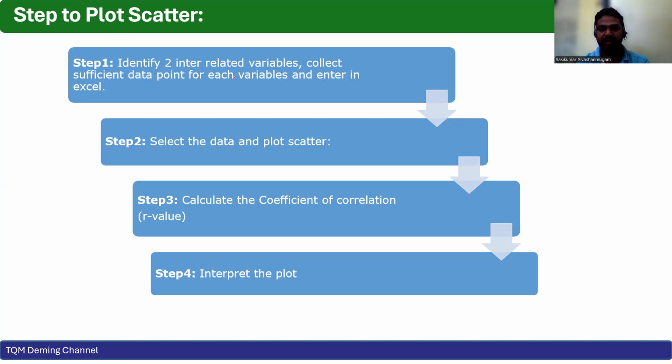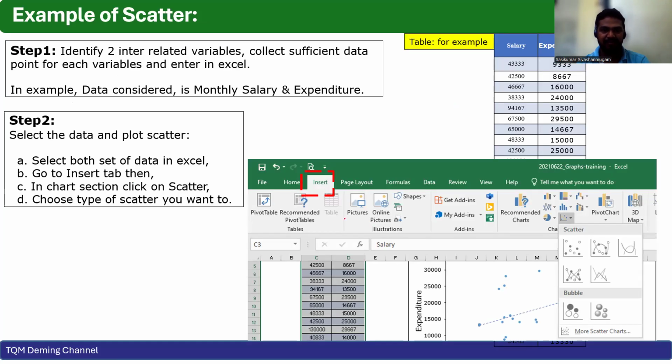You can select. Then open the Excel sheet, select the data, select the scatter diagram tool and enter. That's it. For example, step one, you can enter the data, say salary versus expenditure. Go to Insert and select the scatter diagram chart. In the chart, the scatter diagram appears.